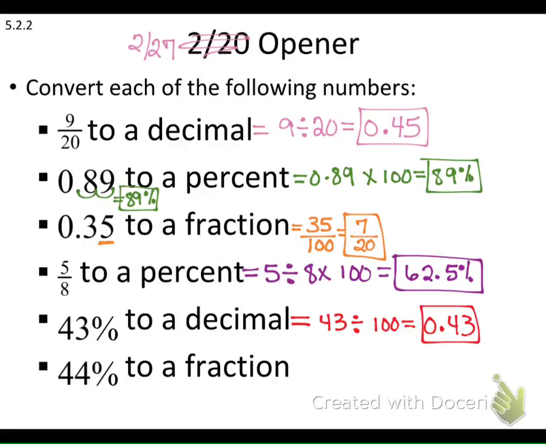Good. And then the last one, 44% to a fraction. Since I'm changing a percent to a fraction, percent means out of 100. So my 100 becomes my denominator. My numerator is 44, and simplified it's 11 over 25. Good.